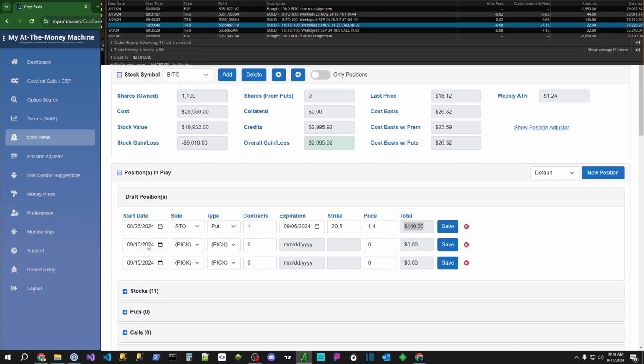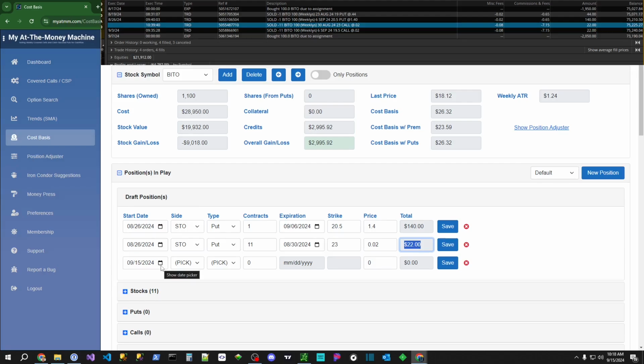All right, and the next one is also August 26th. So that's that date. It was also a sell to open and it was a call. And we did 11 contracts. And the expiration on that was August 30th. And the strike price was 23. We received 2 cents per share on that one.